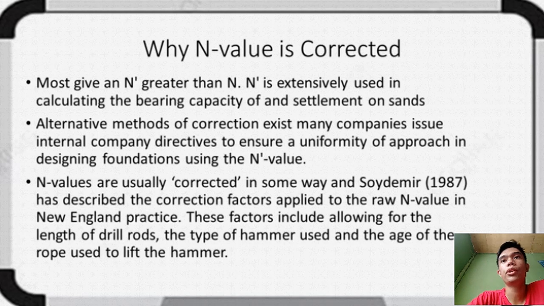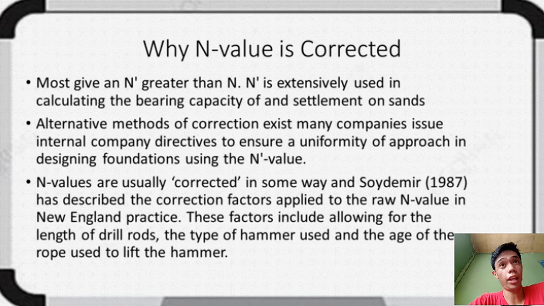Then the second point is that alternative methods of correction exist. Many companies issue internal compiled directives to ensure a uniformity of approach in designing the foundation using the n value. So in short, the n corrected value is used by different companies for uniformity among all.